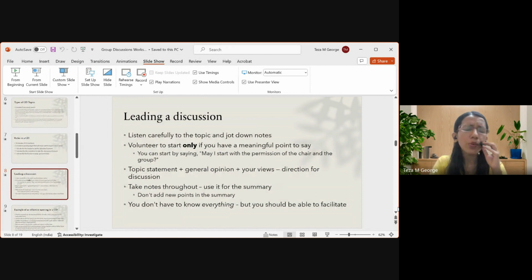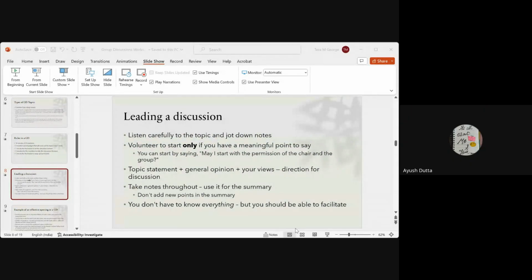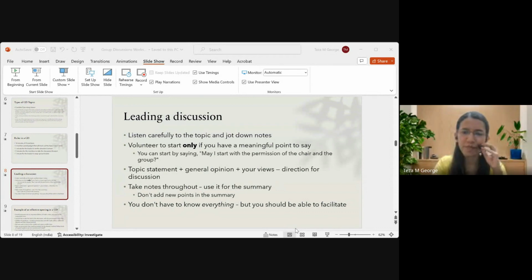How do you lead a discussion? One second, somebody is seeking admission. Okay, I need to know at this point, since all of you joined at different points, is this clear to you, or do you want me to repeat something? Somebody who joined late should ideally answer, not somebody who was here from the beginning. Yeah, it's clear. Thank you. It is clear. Okay.